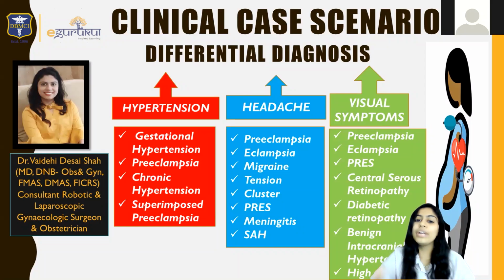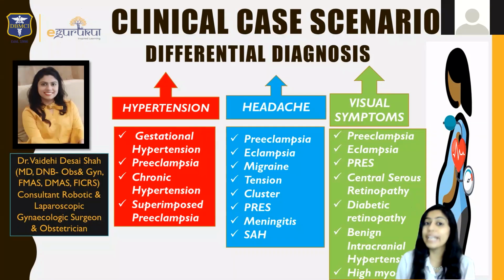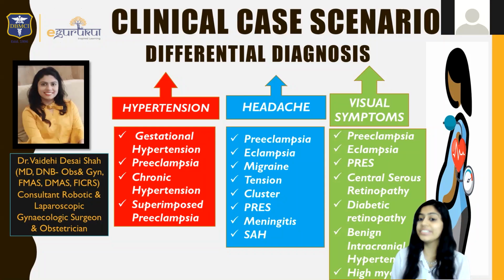For headaches, we have differentials like preeclampsia, eclampsia, migraine headache, tension headache, cluster headache, PRES, that is posterior reversible encephalopathy syndrome, meningitis, and subarachnoid hemorrhage. In visual symptoms, we have the differentials of preeclampsia, eclampsia, PRES, CSR, that is central serous retinopathy, diabetic retinopathy, benign intracranial hypertension, and high myopia. All right, so these are the differentials that we have.